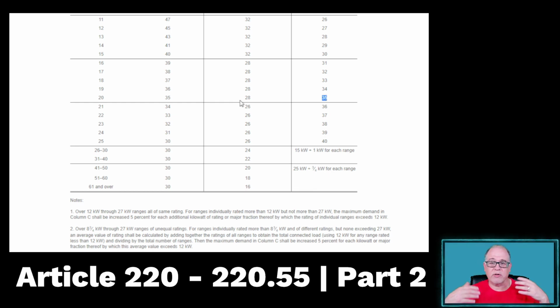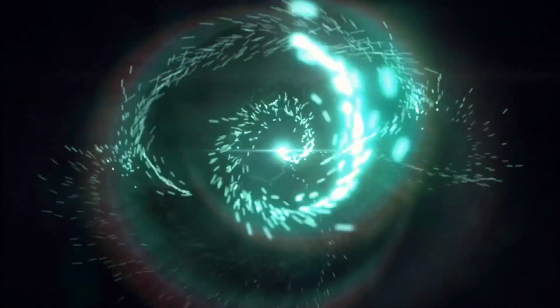We want to see which one is going to yield us the best, okay? Because right now I'm at 111 kW, but I haven't applied any demand factors. I haven't applied that 28%, right? But 35 is a lot better than 111. Let's just start off by saying that. So let's kind of go back and see what we're doing.